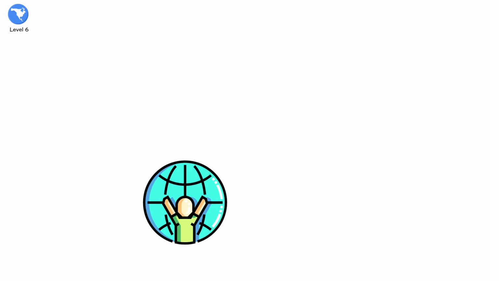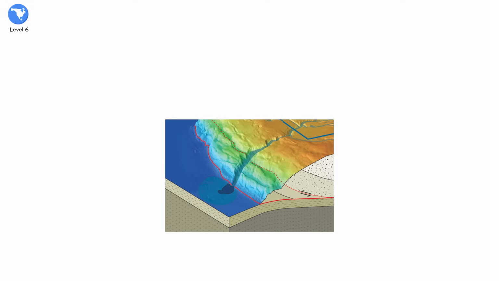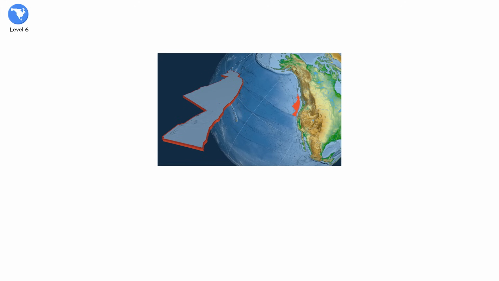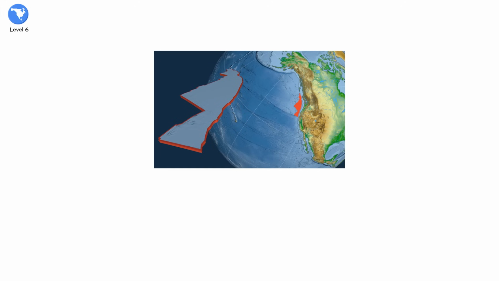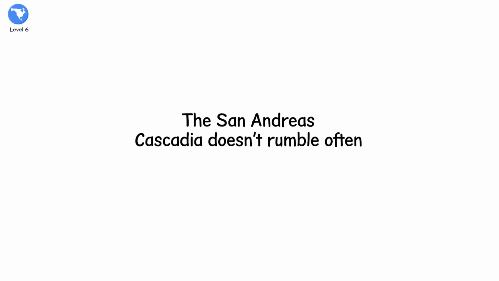Level 6. Beneath the calm forests of the Pacific Northwest, a beast breathes in silence. The Cascadia subduction zone stretches from Northern California to British Columbia, where the Juan de Fuca plate grinds beneath the North American plate. But unlike its noisy cousin to the south, the San Andreas, Cascadia doesn't rumble often. That's the problem. It's locked.